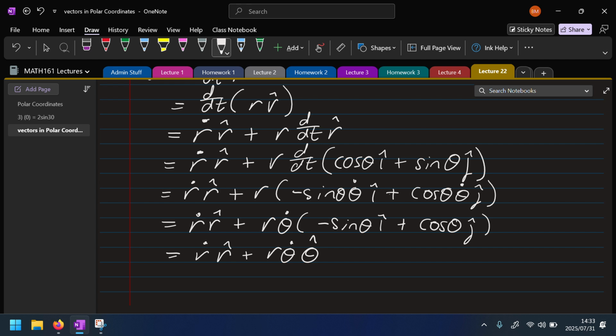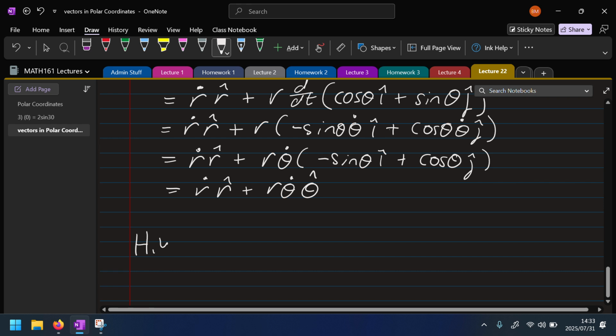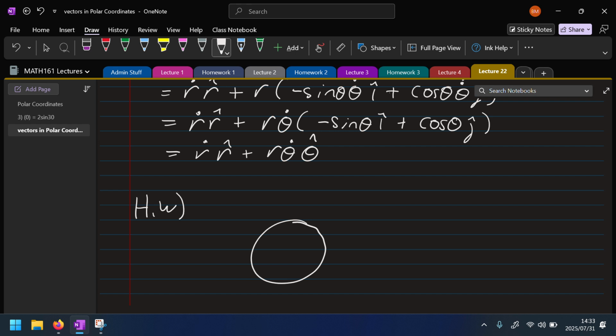Okay. And then figuring that out, that's going to be for homework. Okay, so the way we do that is we imagine we have a circle. Okay, a unit circle. So from the center going outwards, that's going to be r hat. Then theta hat, that must be perpendicular to that, right? So theta hat will be this vector here.